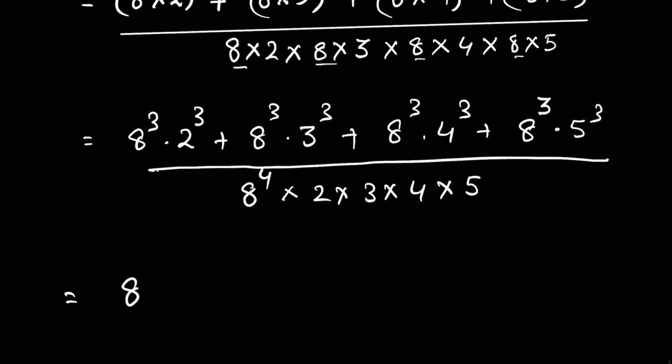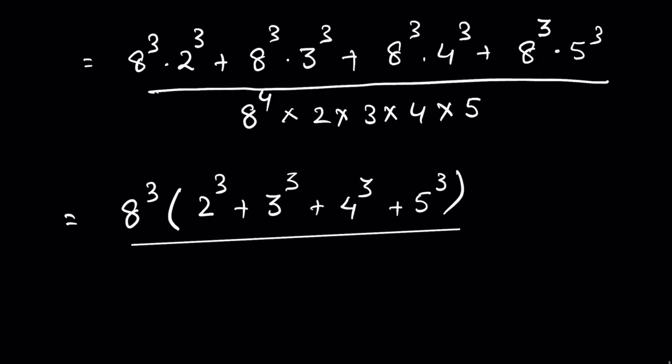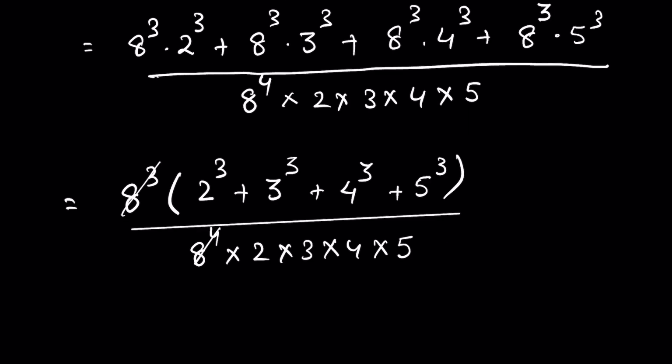Now here we can take 8 to the power 3 common and write 2 to the power 3 plus 3 to the power 3 plus 4 to the power 3 and plus 5 to the power 3 upon 8 to the power 4 times 2 times 3 times 4 times 5. Now this and this get cancelled and 8 is remaining, because when a raised to the power m upon a raised to the power n, it is equal to a raised to the power m minus n. So it will be 8 raised to the power 3 minus 4.